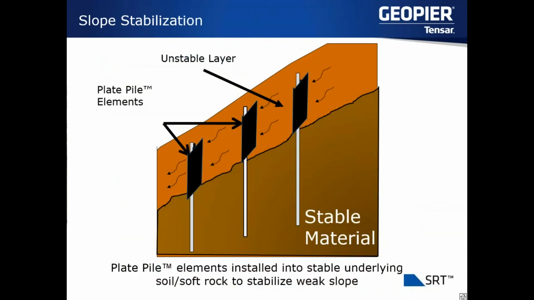So that's what these might look like in schematic. We'll center the plate within whatever unstable layer is having issues, and then drive that tail end of the plate pile into a stable layer beyond to hold back the sliding area.